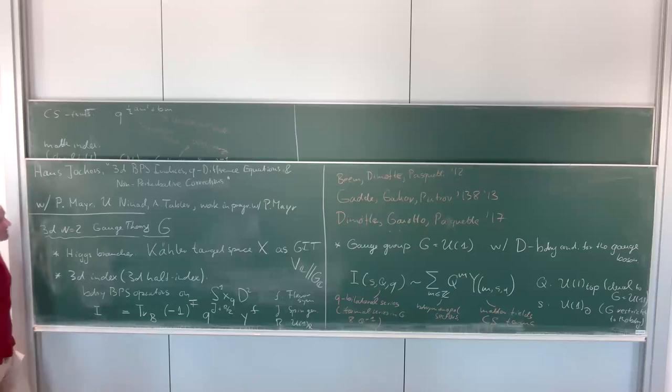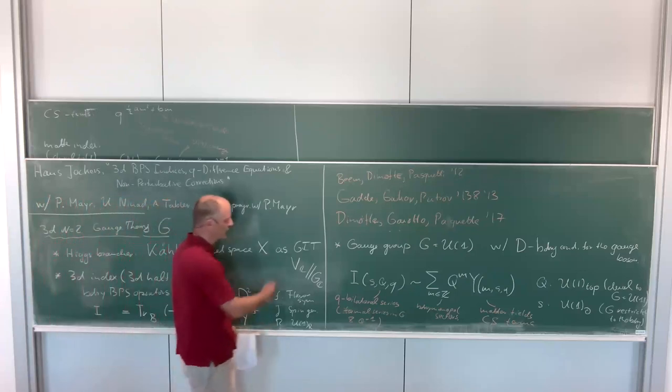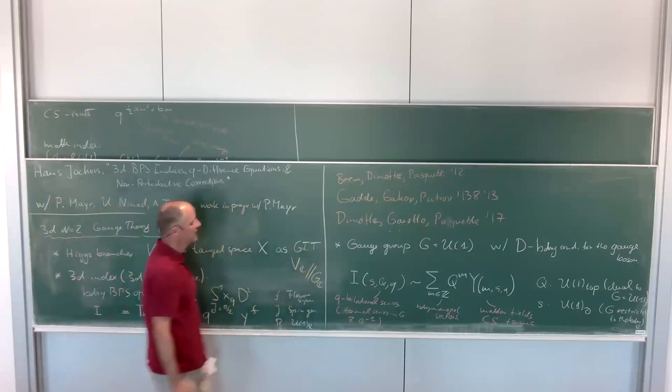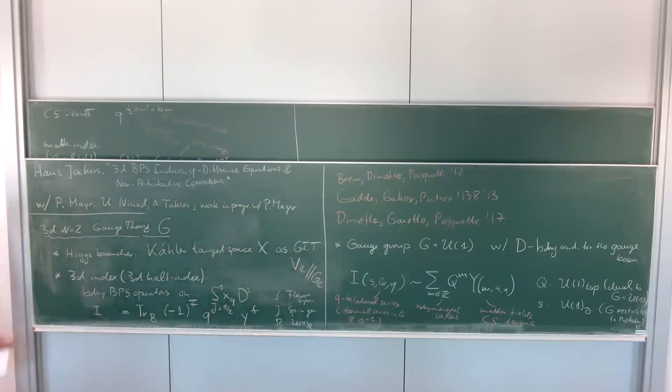Certainly you can talk about more general gauge groups and more general GIT quotients, and then you could also calculate that index. I will give you a geometric interpretation of that index in a second.